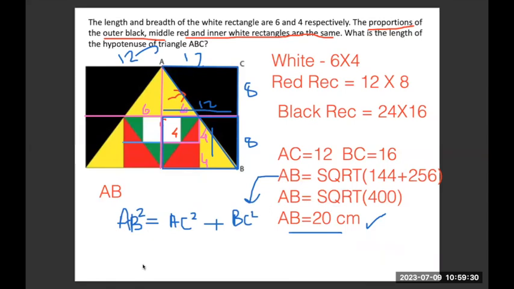So AB square is equal to AC square plus BC square. Okay. AC is this, AC square plus BC square. Yeah? Okay. Yes. Any doubts, any questions in this? It's just a relationship, nothing else.